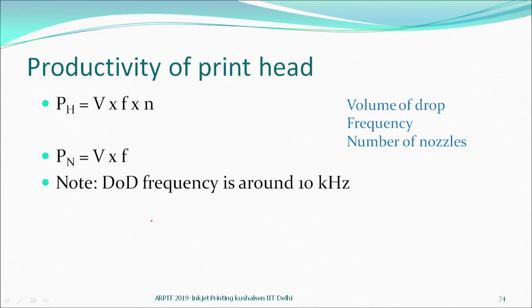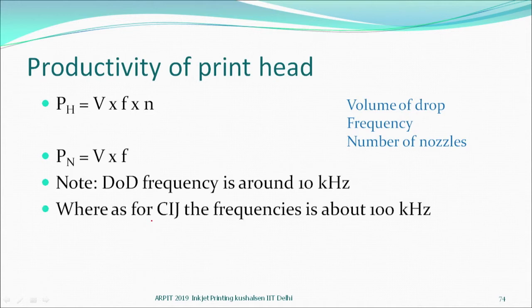So, you must note, maybe we talked about this before, the frequency at which the drop on demand systems work could be around 10 kilohertz, while the continuous inkjet systems work at an order higher frequency, which is about 100 kilohertz. All right. So, that is one difference, but we also talked about pulsating systems, which can be 1 megahertz type of frequency as well.